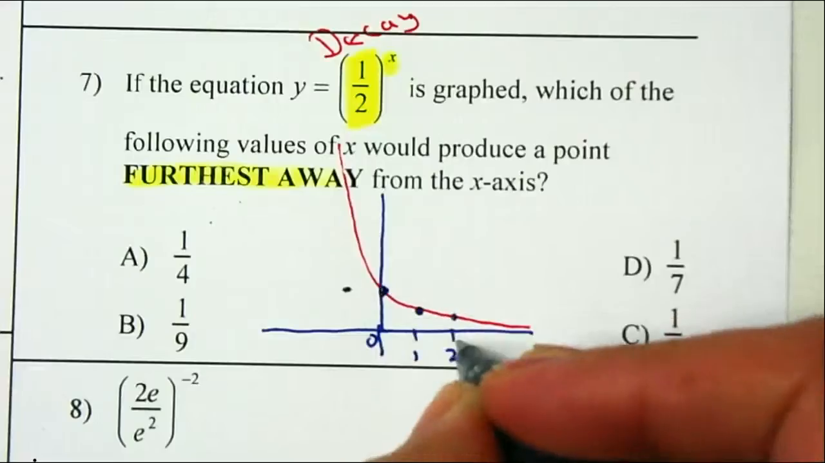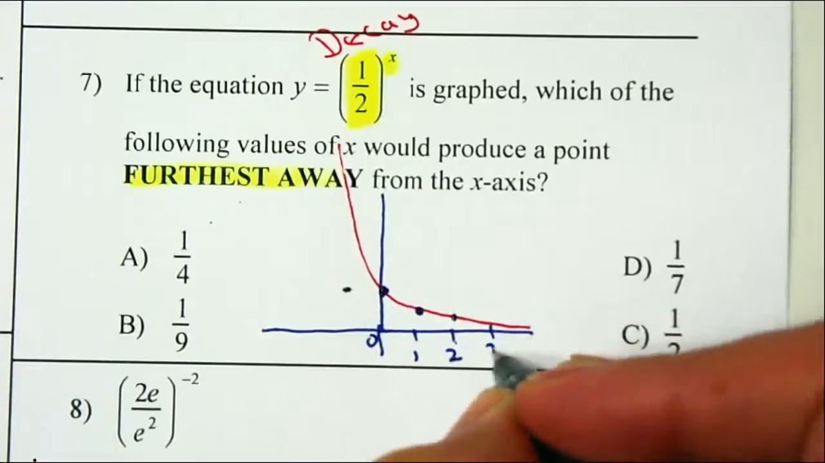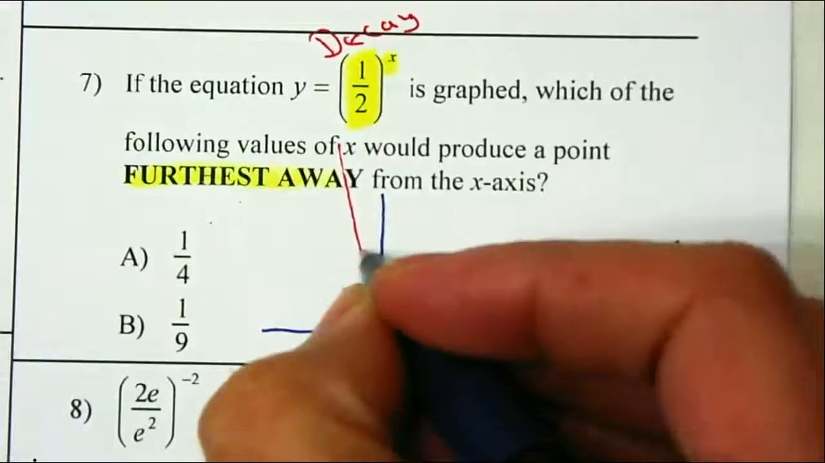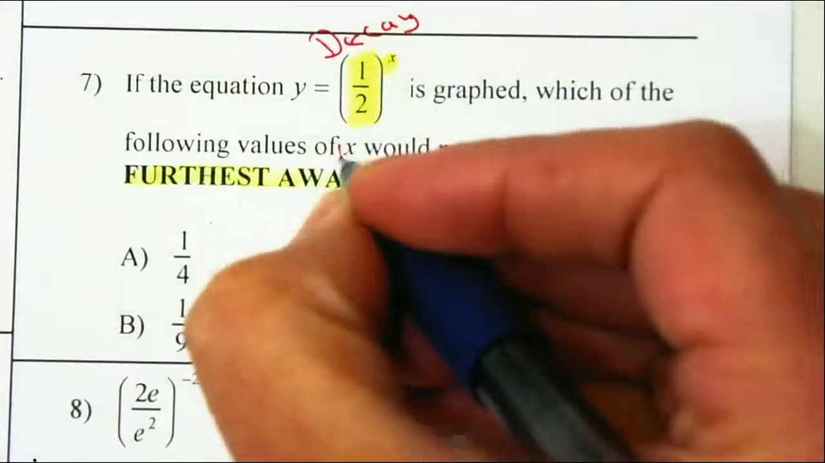Plug in a 1 gives you this point. Plug in a 2 gives you this point. Plug in a 3. If you plug in a -1, it will give you this point here. If you plug in a -2, it will give you this point.